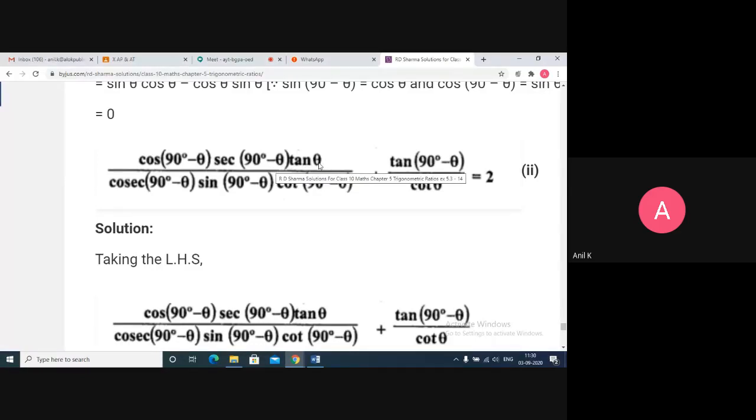So numerator I'm left with tan theta only. Come to the denominator. Cosec 90 minus theta, sin 90 minus theta. I think both will get cancelled because one is the reciprocal of the other. One will be left out. Cot 90 minus theta. Cot 90 minus theta is tan theta. So numerator is tan theta, denominator tan theta, both will get cancelled. Answer is 1.